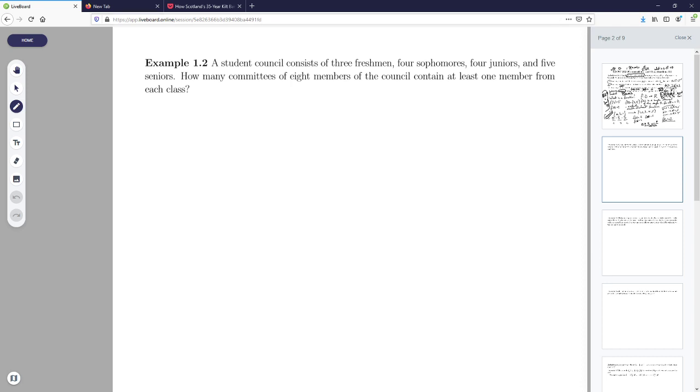So, I'm going to tell you that this is a combination problem. And so, let's just read the problem. A student council consists of 3 freshmen, 4 sophomores, 4 juniors, and 5 seniors. How many committees of 8 of the council contain at least one member from each class? Okay.